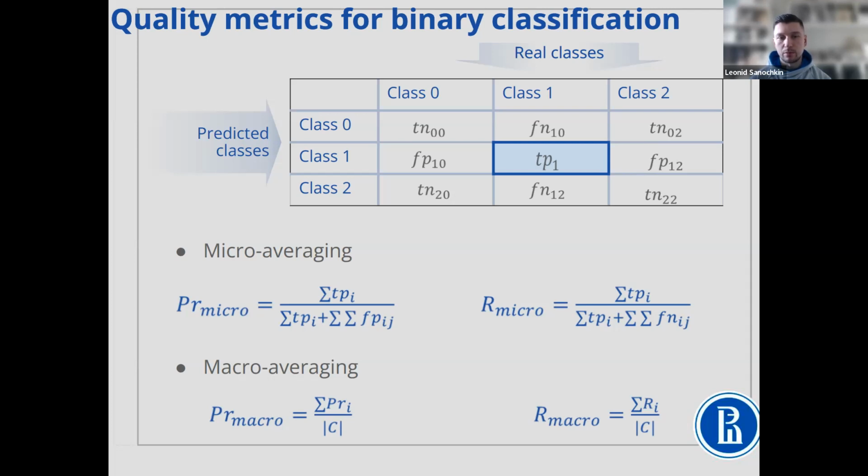What is the difference between micro and macro averaging? As you can see from this slide, when you compute macro averaging, this means that you compute per class precision and recall, and you can then compute F measure per class, and then you just take the arithmetical mean of these values, and you get the macro averaging score.